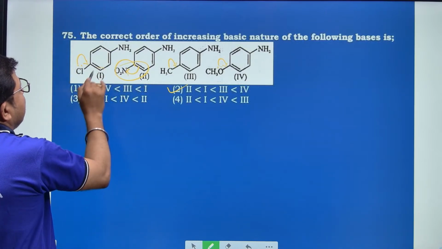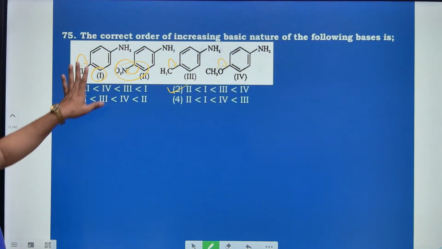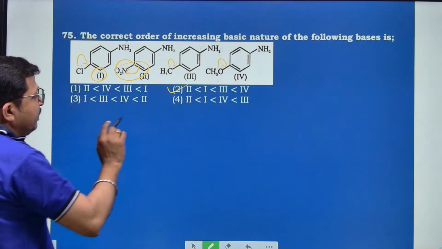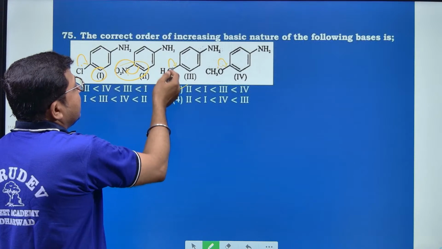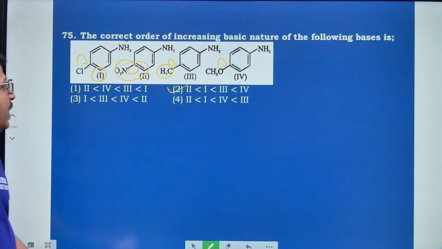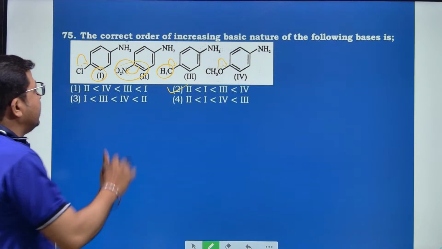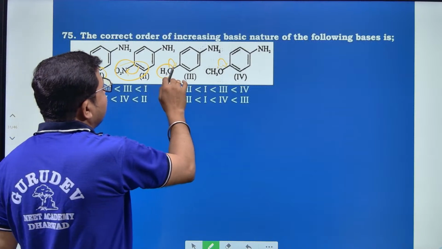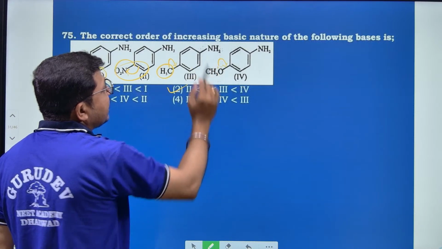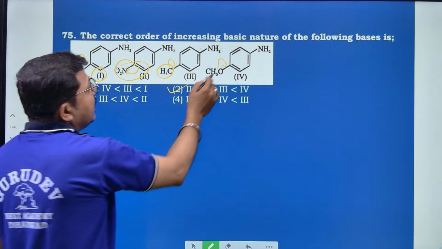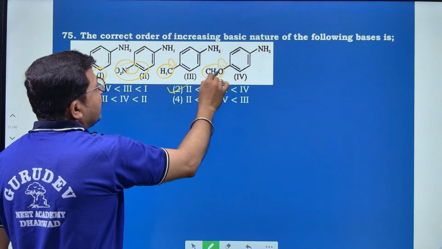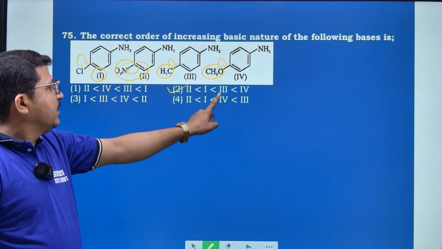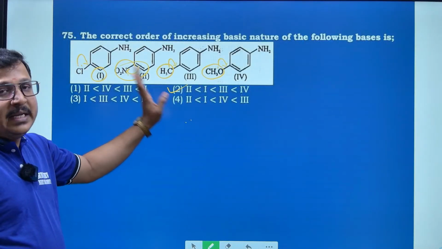Comparing to this one, this shows basic nature because of the electron donating nature of the chlorine atom to the ring. And compared to the chlorine, CH3 is also an electron releasing group, hence it also increases the basicity of the ring, so this one is more basic. And OCH3 is more basic due to the presence of the more electronegative oxygen in the methoxy group, hence it is more basic compared to all, and this is more basic, less basic and least basic.